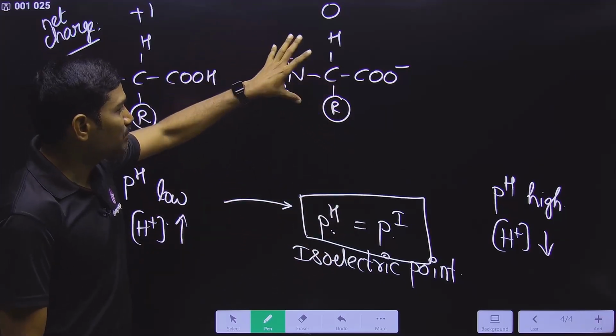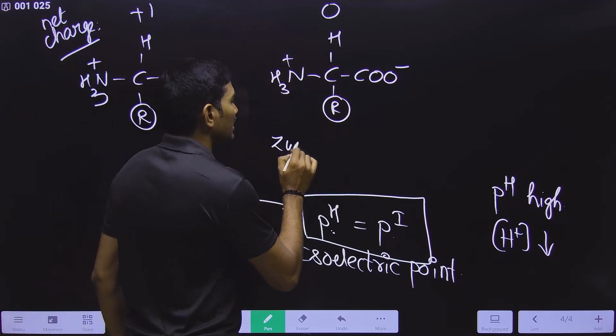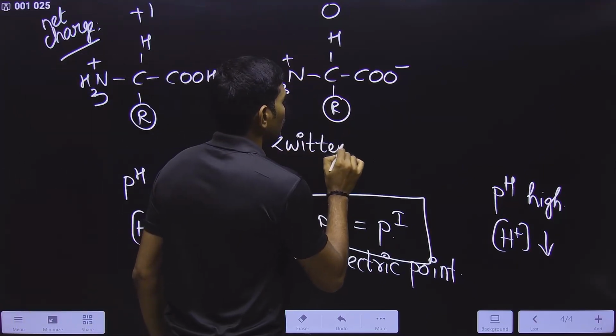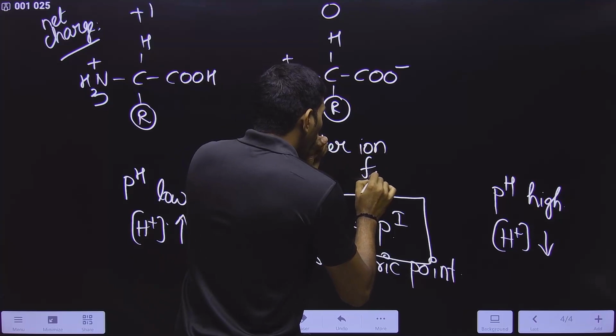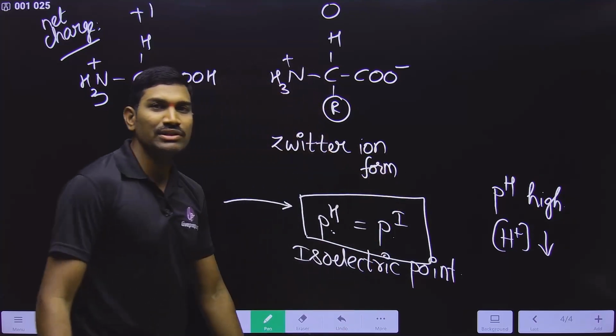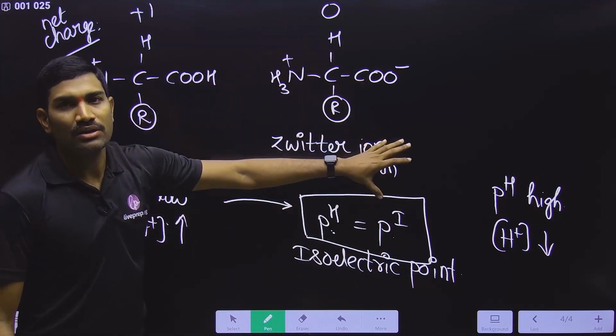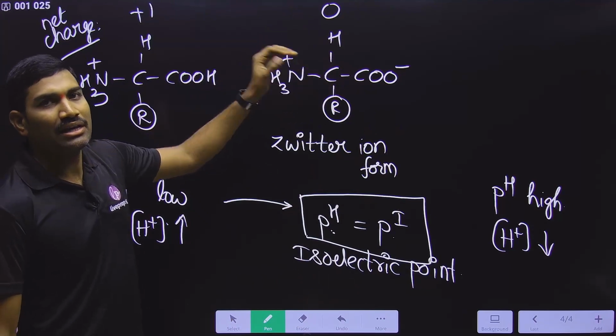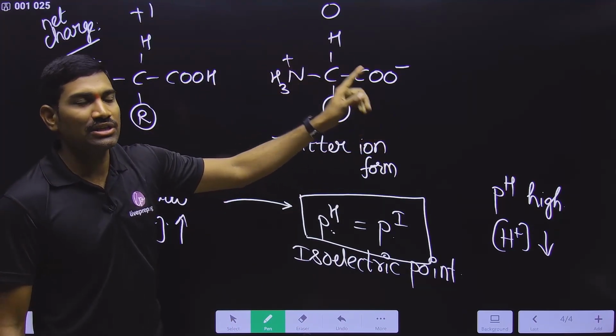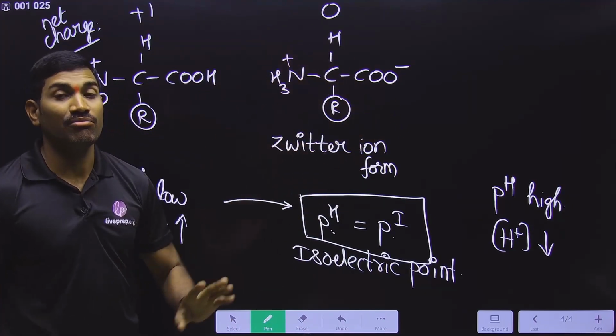Clear? And this particular structure is called as a Zwitter ionic form. So the structure of amino acid where number of positive charges is equal to number of negative charges is called as Zwitter ionic form. Very, very important one.